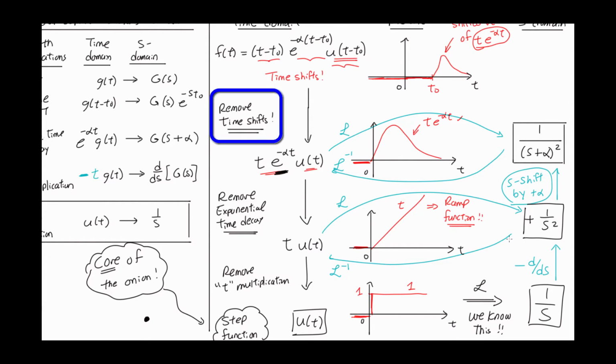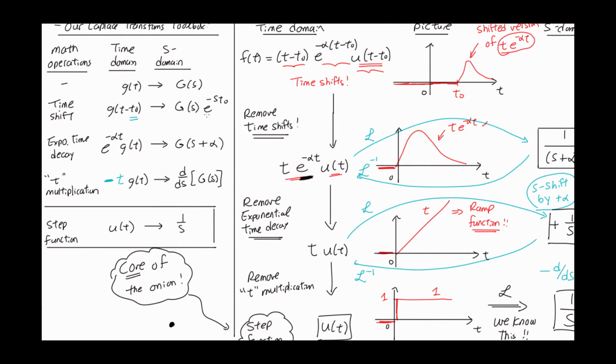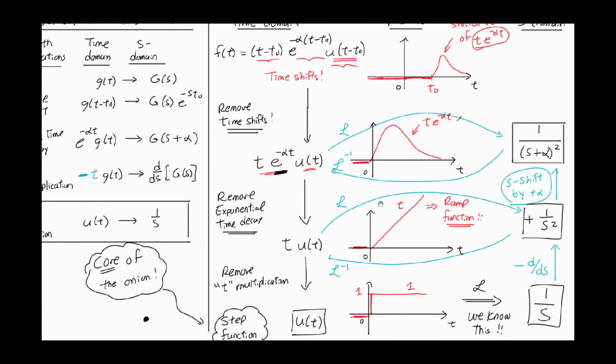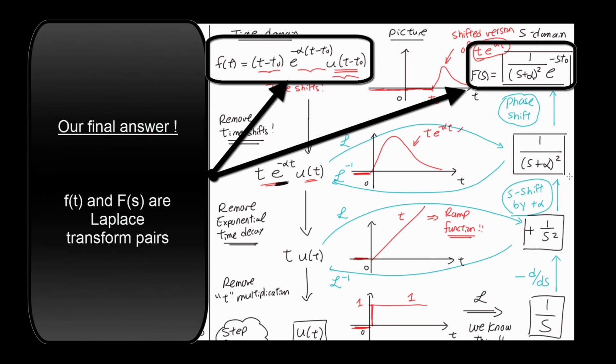Excellent. And finally, we're going to add back the time shift in the s domain. A time shift corresponds to a phase shift in the s domain. So we take our expression and add a phase shift term on top of that 1 over (s plus alpha) squared term. That means we're going to get a final answer of 1 over (s plus alpha) squared times e to the minus s t naught. So that is actually f of s, which is the Laplace transform of f of t. Awesome.